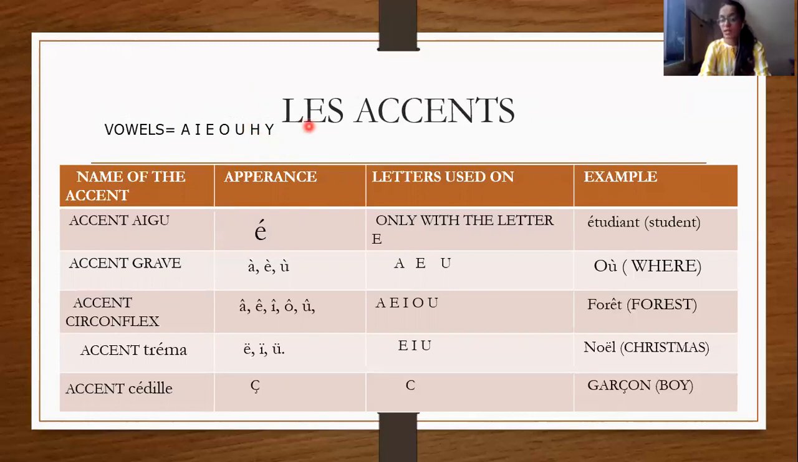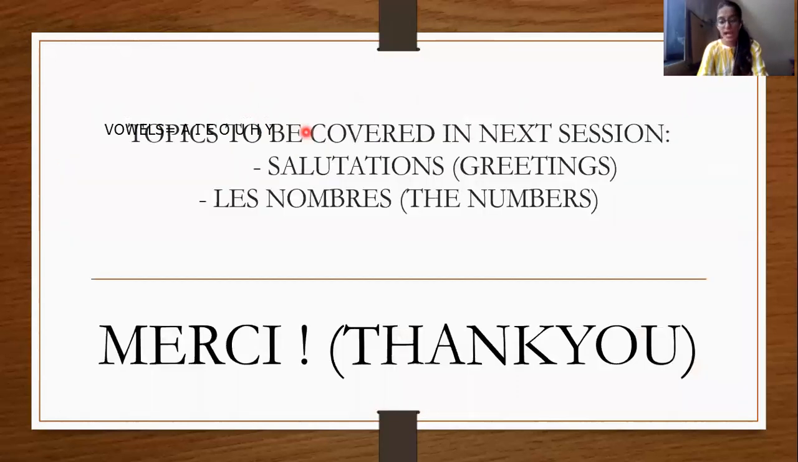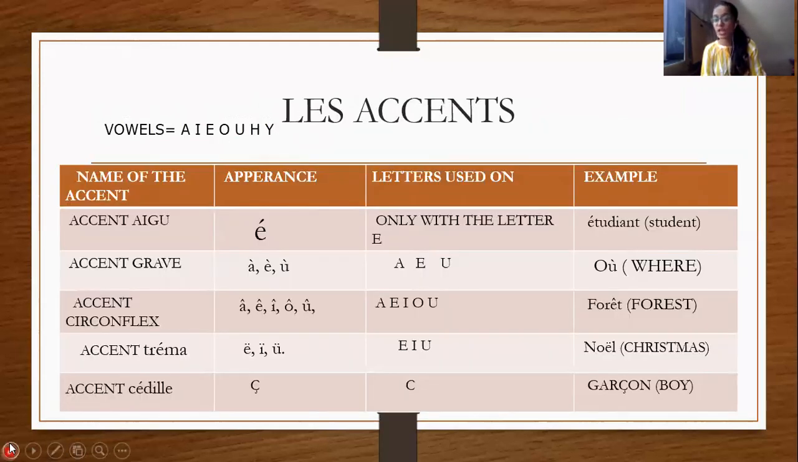So let's begin. The accents in French are called les accents. Accents are used to improve the pronunciation of a word. The pronunciation of a word completely changes with an accent. As I told you, there are 5 accents. The first 4 accents are on vowels and the last one is on the consonant C.